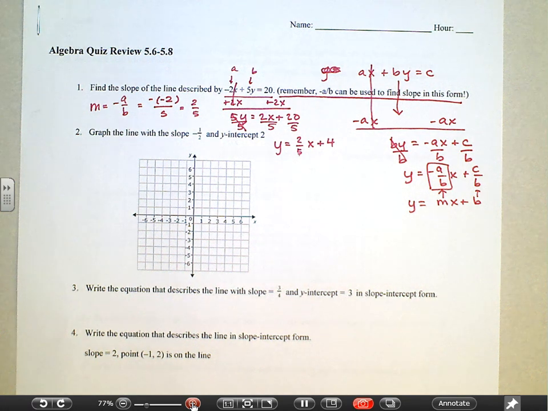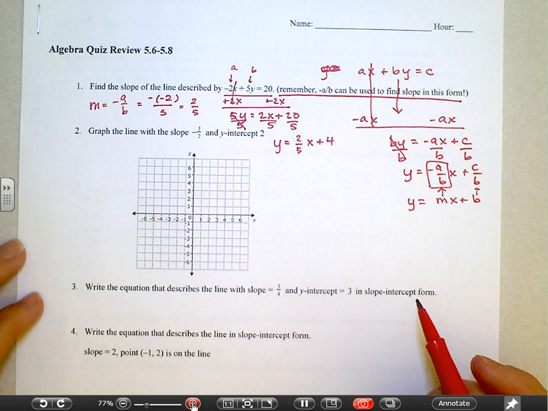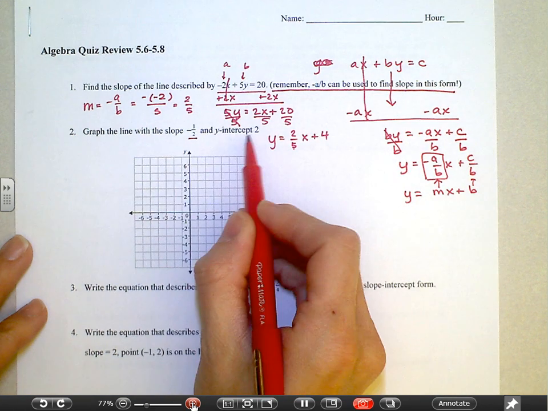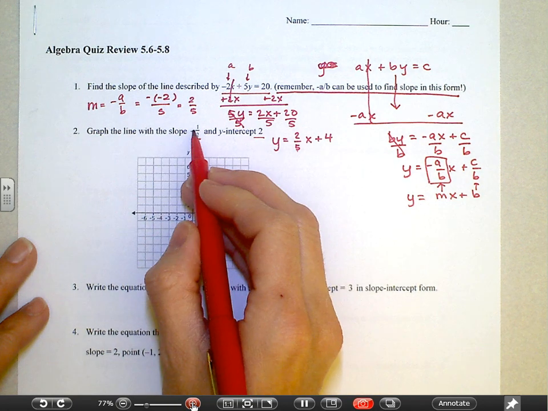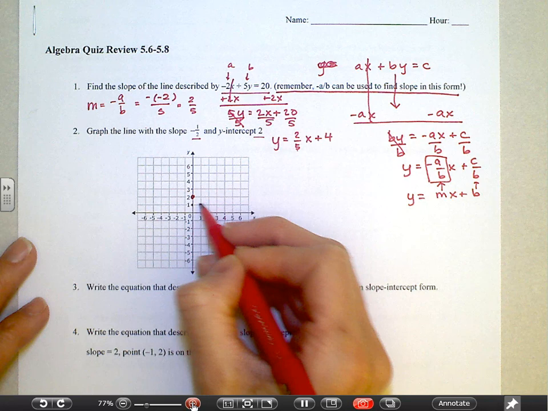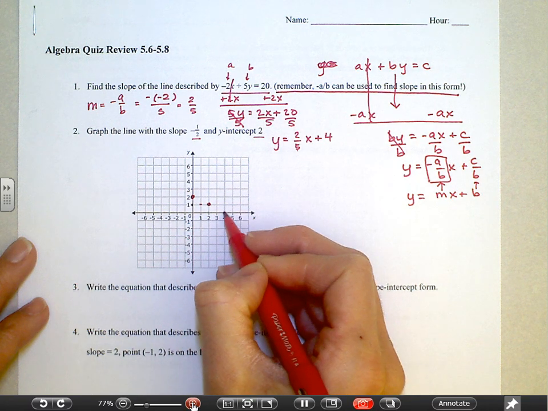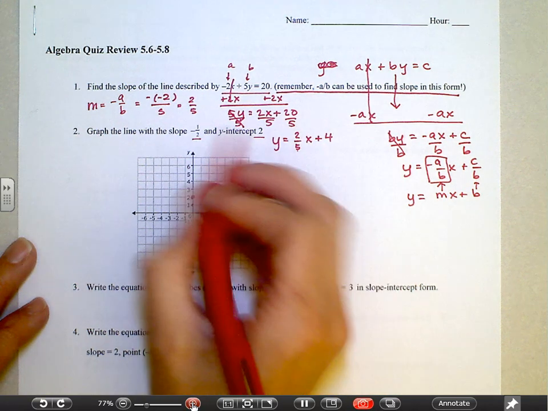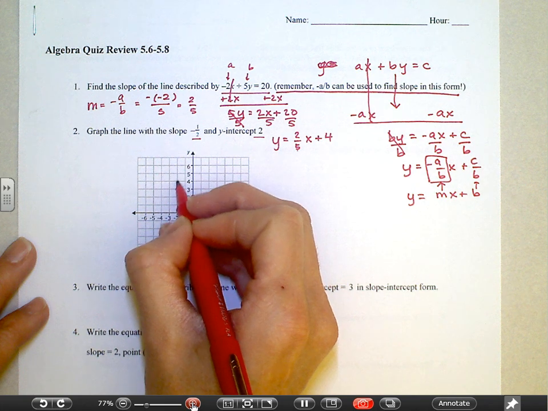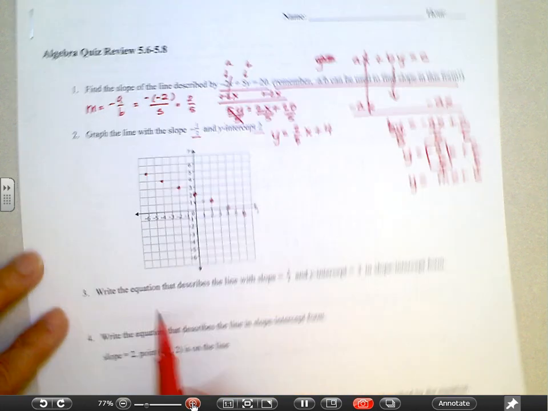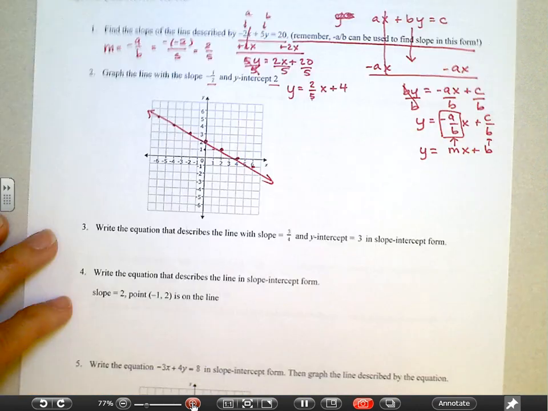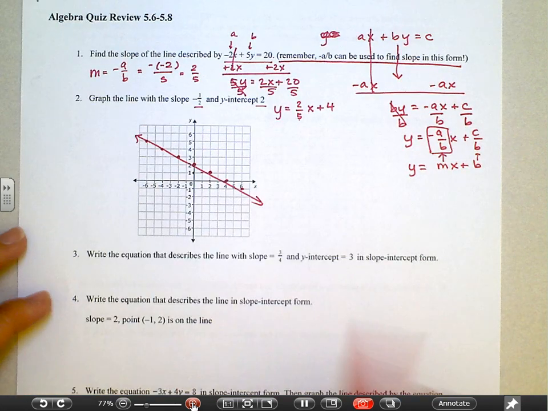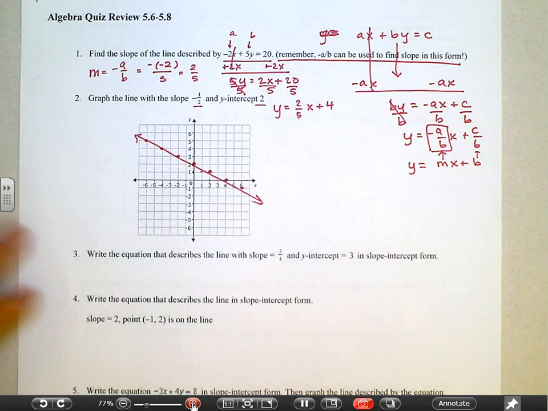All right. Number 2 is much easier and faster. Graph the line with slope of -1/2 and y-intercept of 2. Go to (0, 2), that's the y-intercept. Slope of -1/2, so go down 1 over 2, down 1 over 2, down 1 over 2. Could also go up 1 to the left 2, up 1 to the left 2, like that. And draw your line. My lines are much straighter on the paper than they are on the board, but they still, as you can see, do not go through every point.